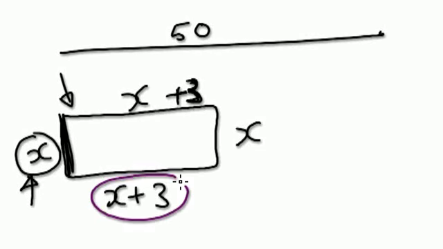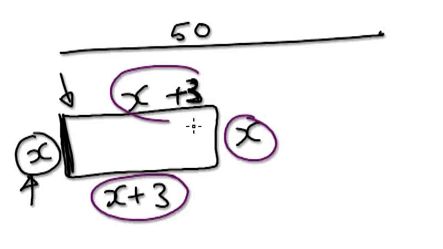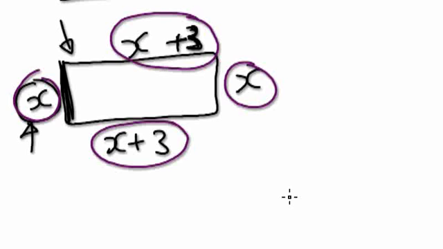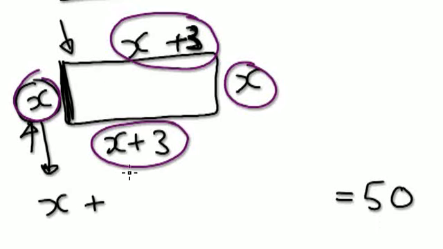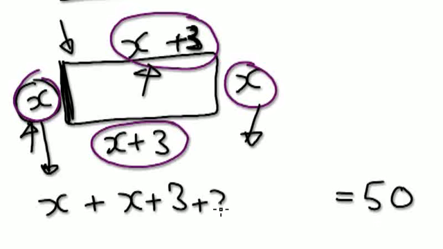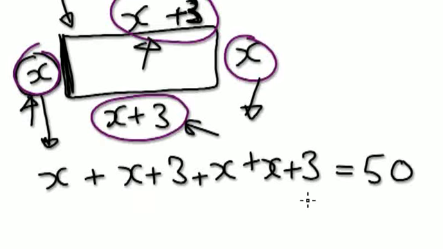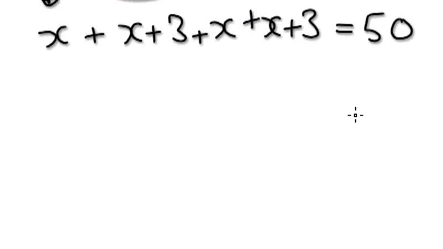Basically, I'm going to add all these together. Because I know the length of the rope has to be 50, I can put it into an equation. So this must add up to 50. I'm going to get this x, and then add this x plus 3, and then add x, and then add the last one, which is x plus 3 as well. Now it's just a matter of solving for x.